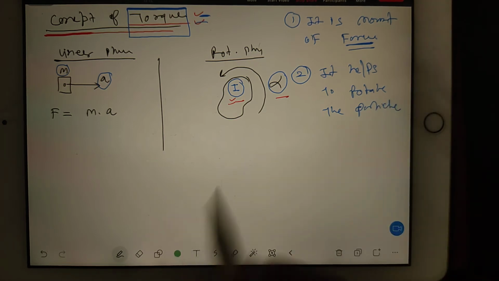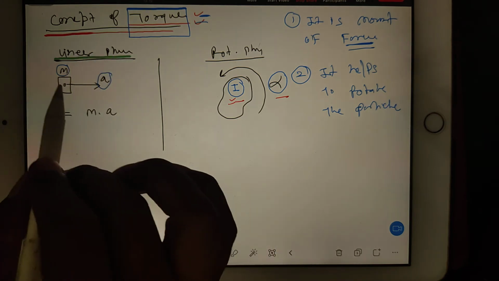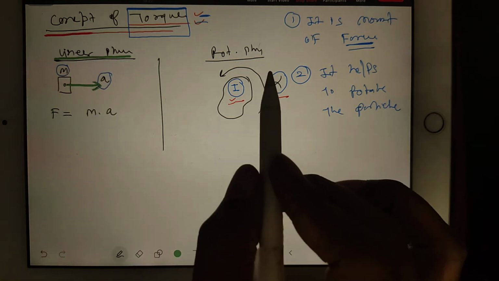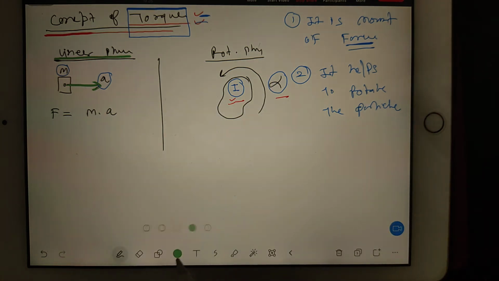Okay, so there is a difference between force and torque. Force, when you apply it, is responsible for linear motion, but when you apply torque, it is responsible for this kind of motion. Okay, now just an example.